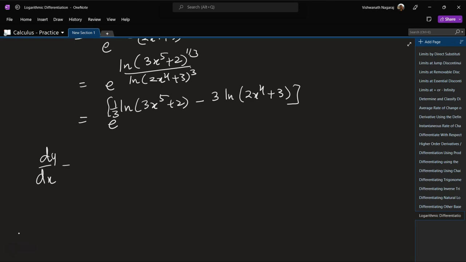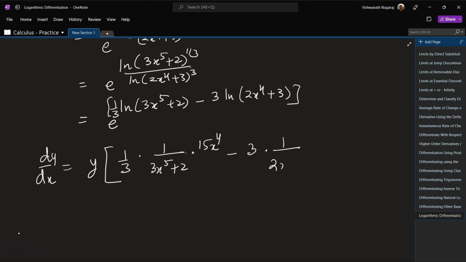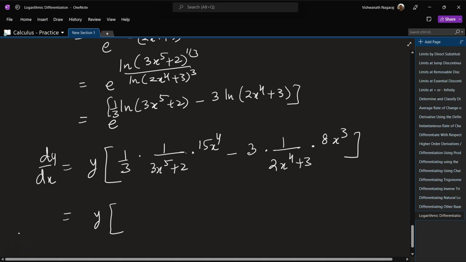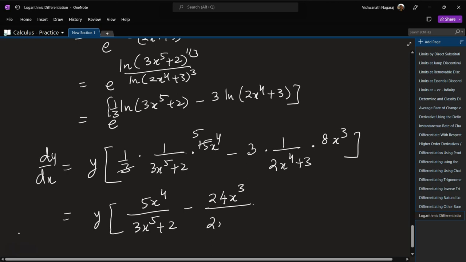So now when we do dy/dx, this term automatically comes, so y, and now we have to differentiate the exponent. So that would be 1/3 times 1/(3x^5 + 2) times 15x^4, minus 3 times 1/(2x^4 + 3) times 8x^3, which gives us y times [5x^4/(3x^5 + 2) minus 24x^3/(2x^4 + 3)]. So that's the derivative.